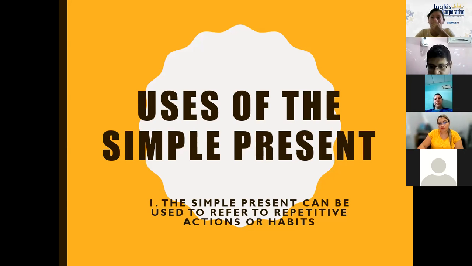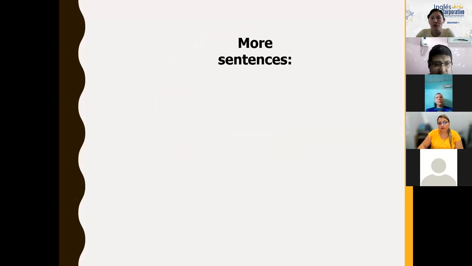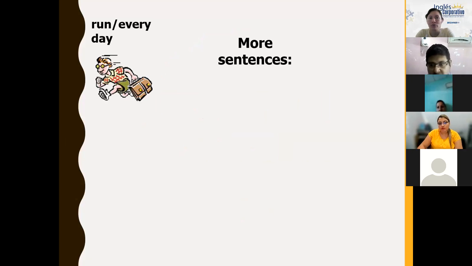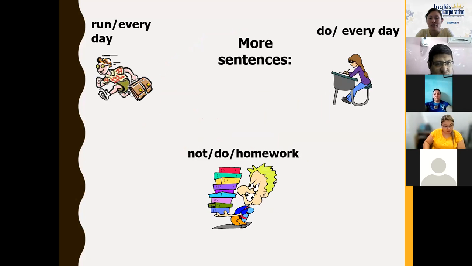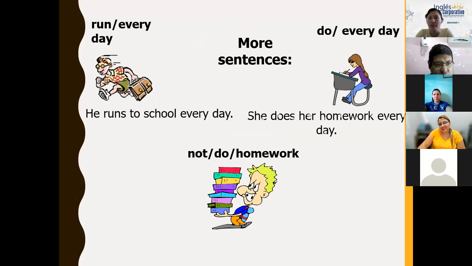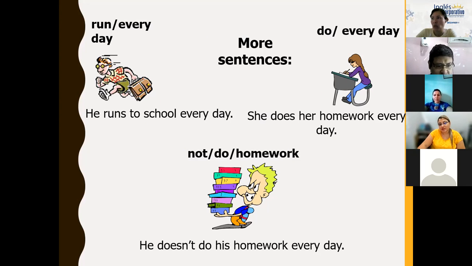etc. Now, I'm going to give you some examples. For example, we have this guy, we have this lady, and we have this other guy. So he runs to school every day. She does her homework every day. And he doesn't do his homework every day. Now, when I have this type of sentences, of course, estas oraciones tienen que ver con acciones repetitivas, tienen que ver con rutinas, tienen que ver con cosas que hacemos todos los días.